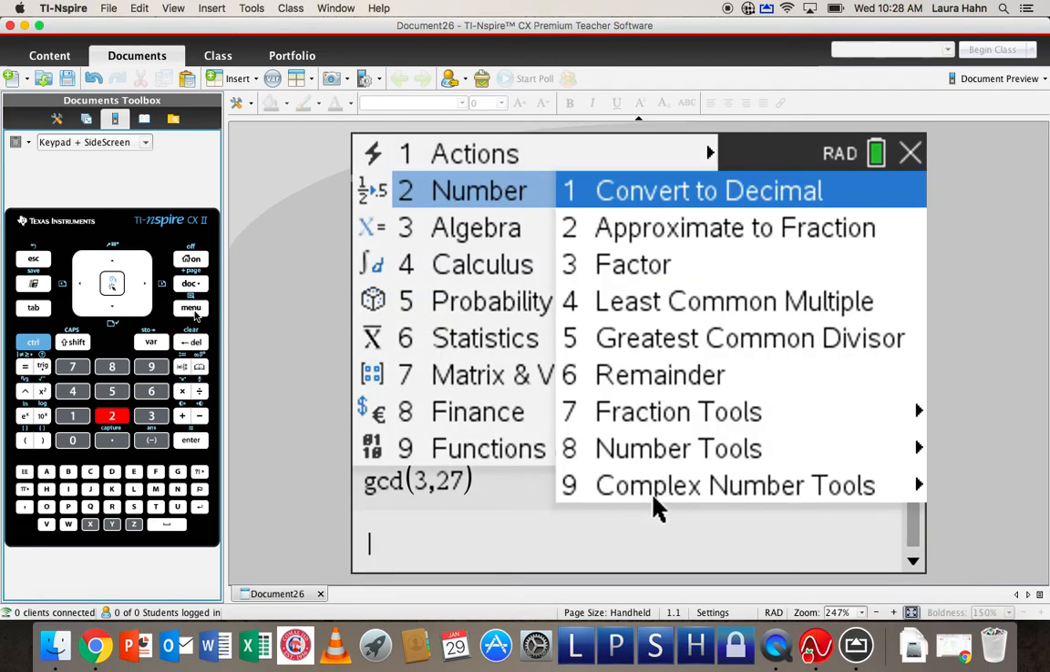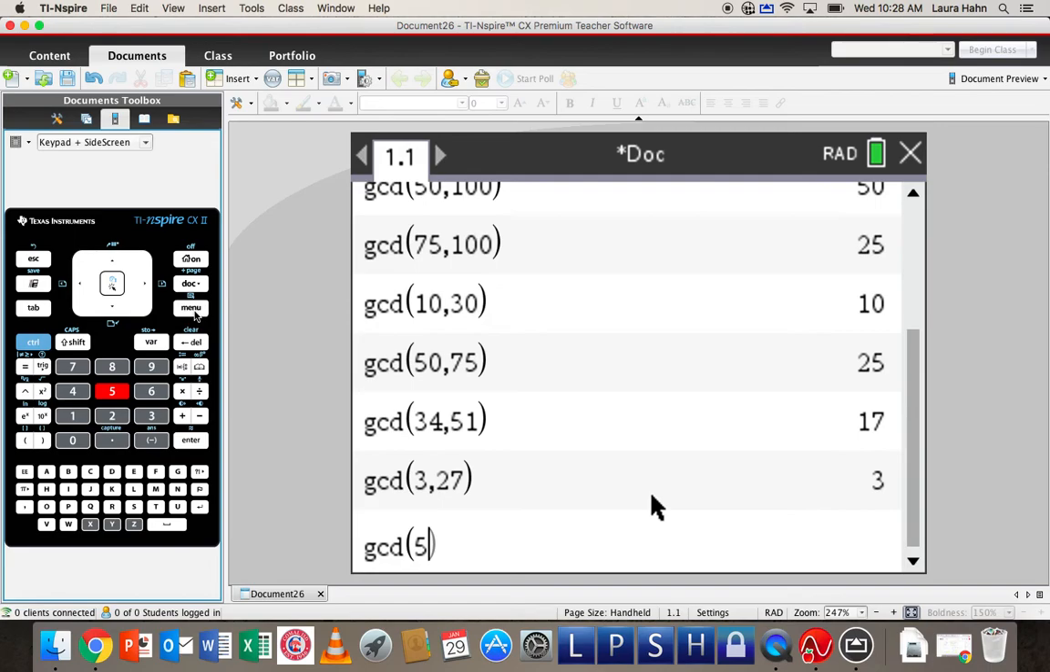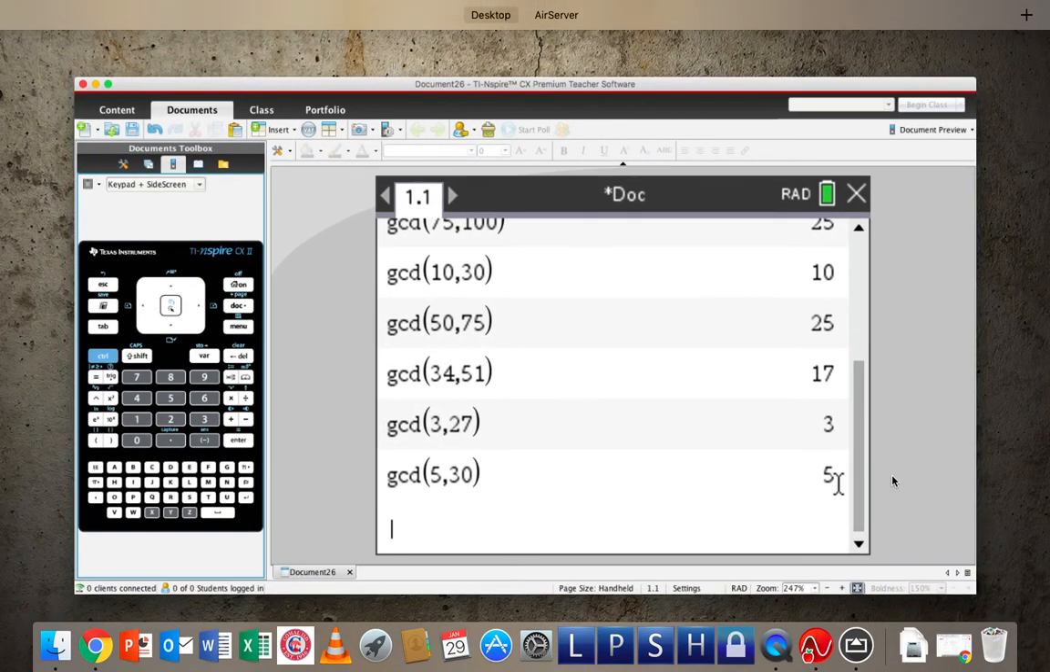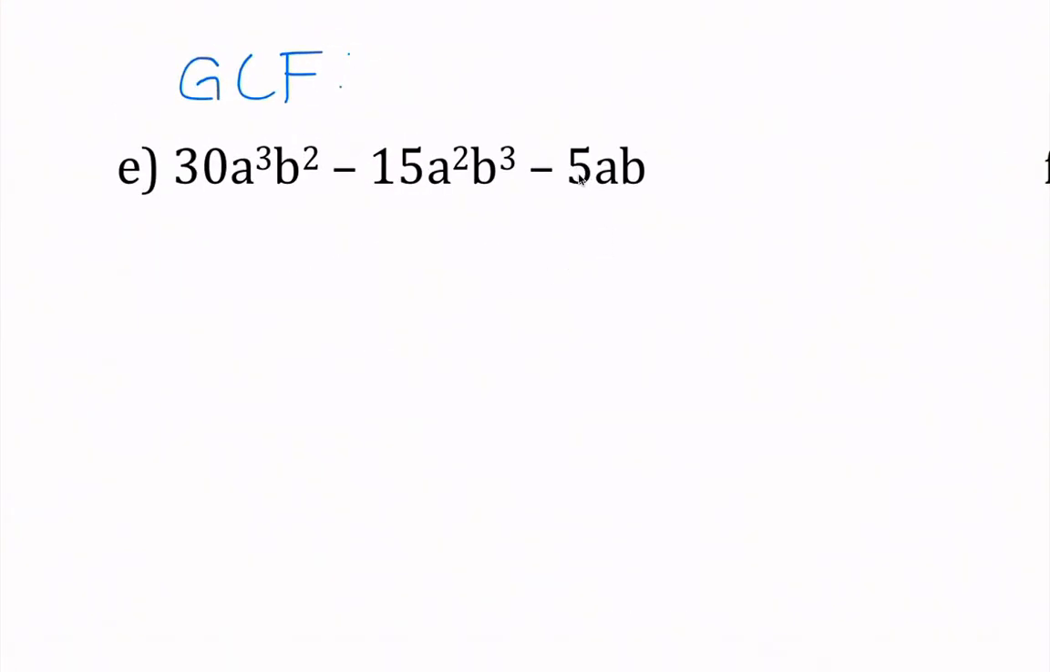Menu, number, greatest common divisor. I'm typing in 5 and 30. So it tells me 5, so I have to make sure 5 goes into that third number. So 5 goes into 5, 5 goes into 30. Yes, 5 does go into 15. So now I have to look at my variables.